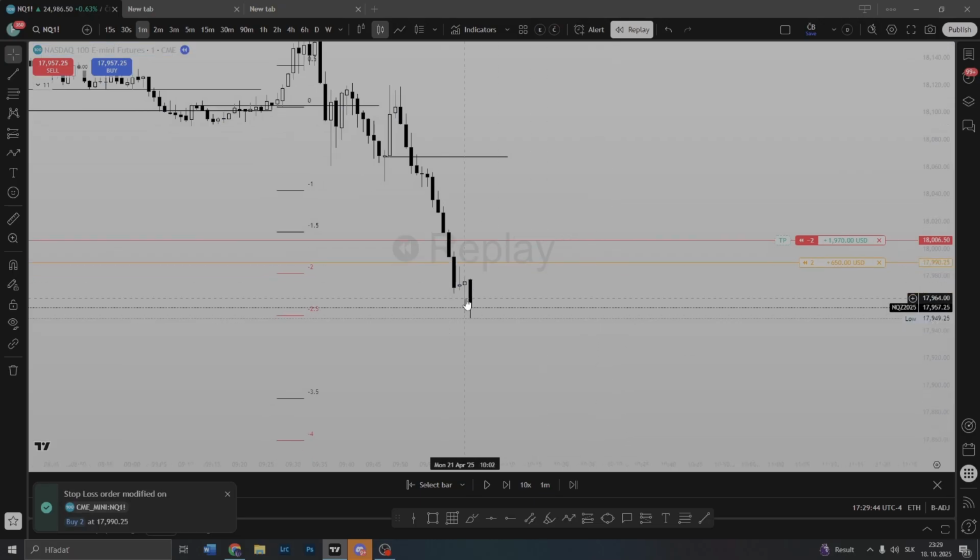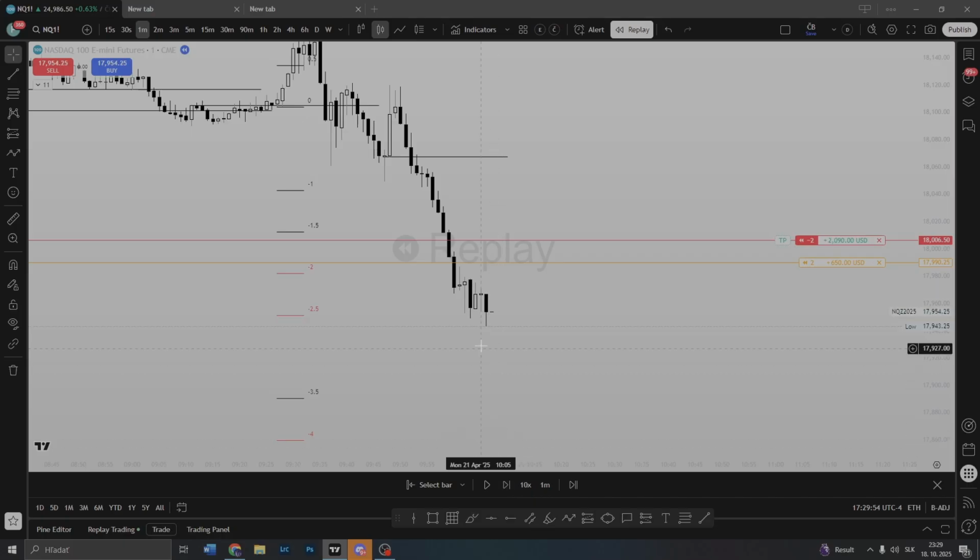Again, is this manipulation? This single candle? No, absolutely not. Swooping the lows.